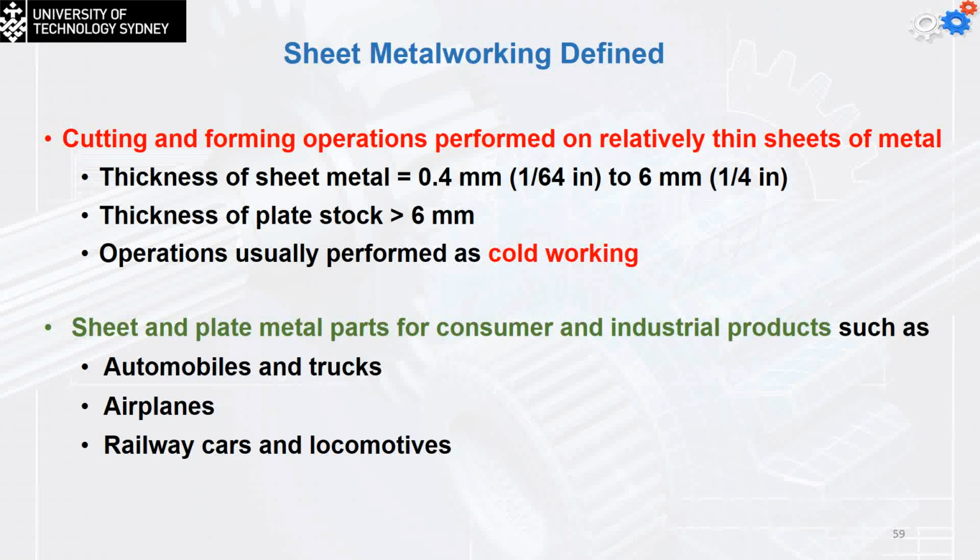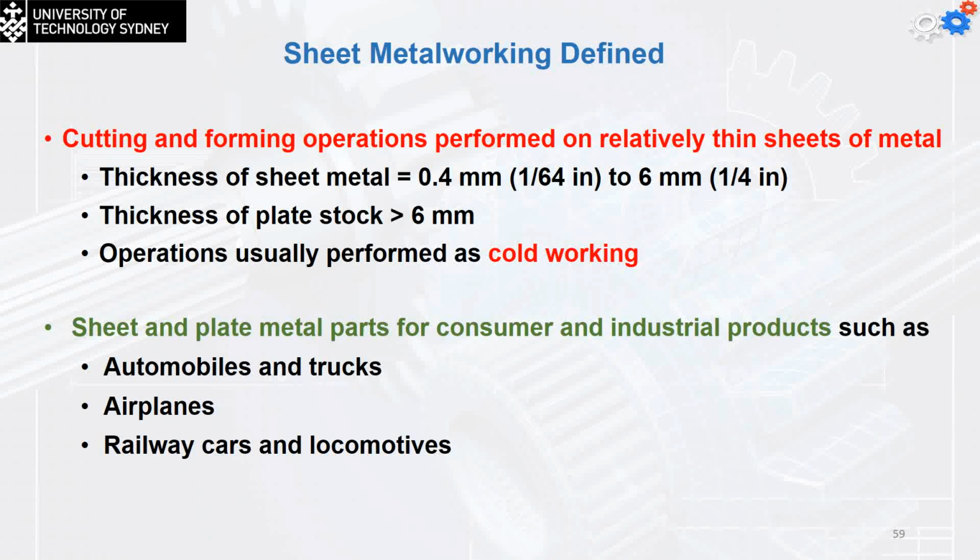That's the general talk. Usually they are performed as cold working. You don't have to heat it up, usually. The sheet and plate metal parts are used for consumer and industrial products such as automobile and truck panels, airplane panels, and railway and locomotive panels. The advantages of sheet metal parts are high strength, good dimensional accuracy, good surface finish, relatively low cost, and economical mass production for large quantities.